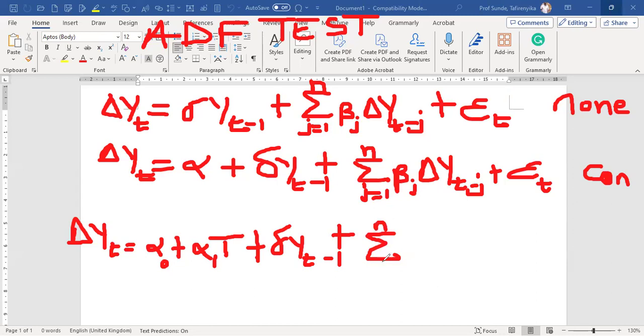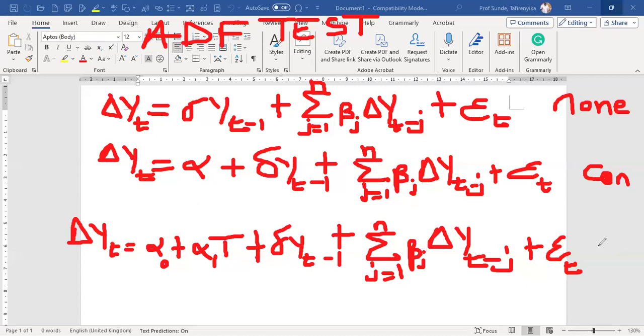The lags. J is equal to 1 to J, beta J, change in YT minus J, plus white noise error term. So this is the model with constant and trend, right? So these are our three augmented Dickey-Fuller test equations.